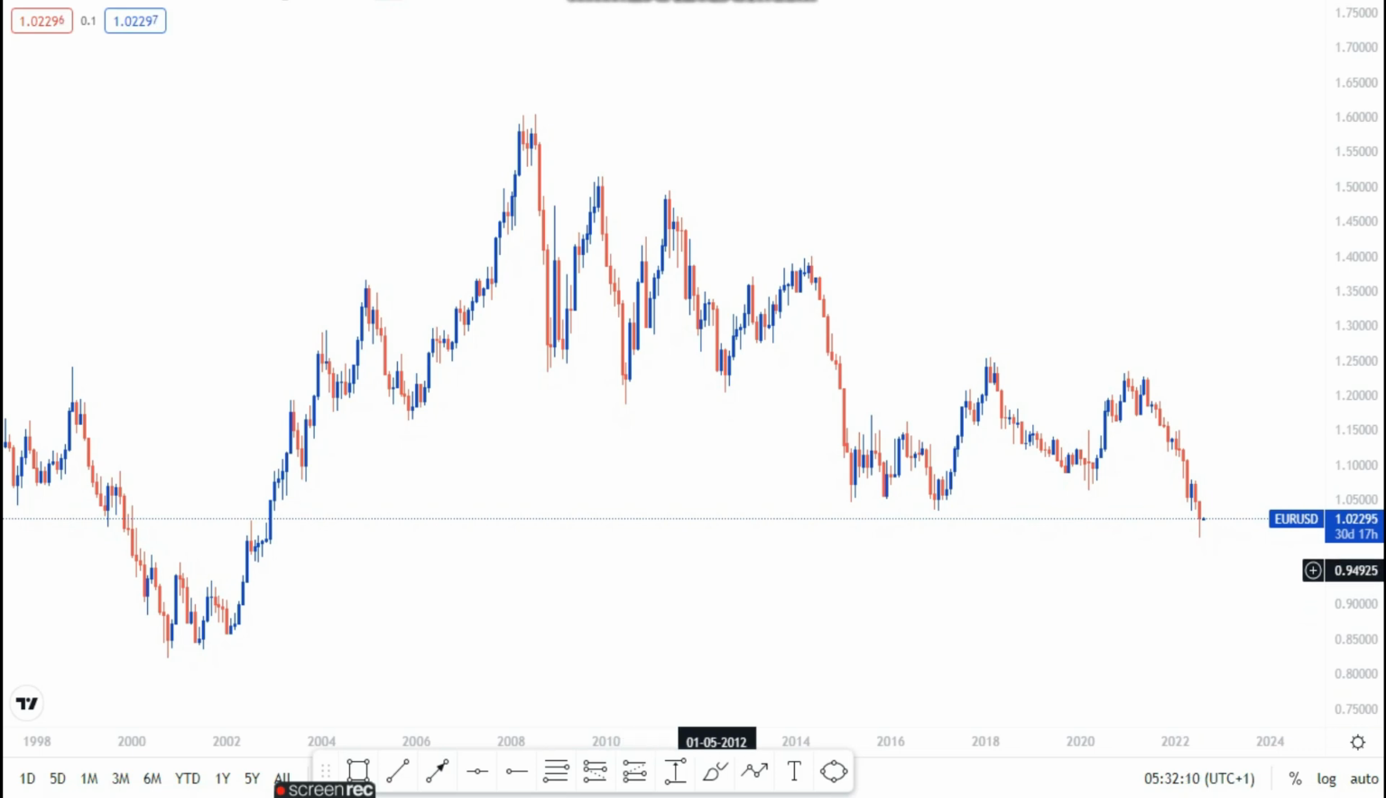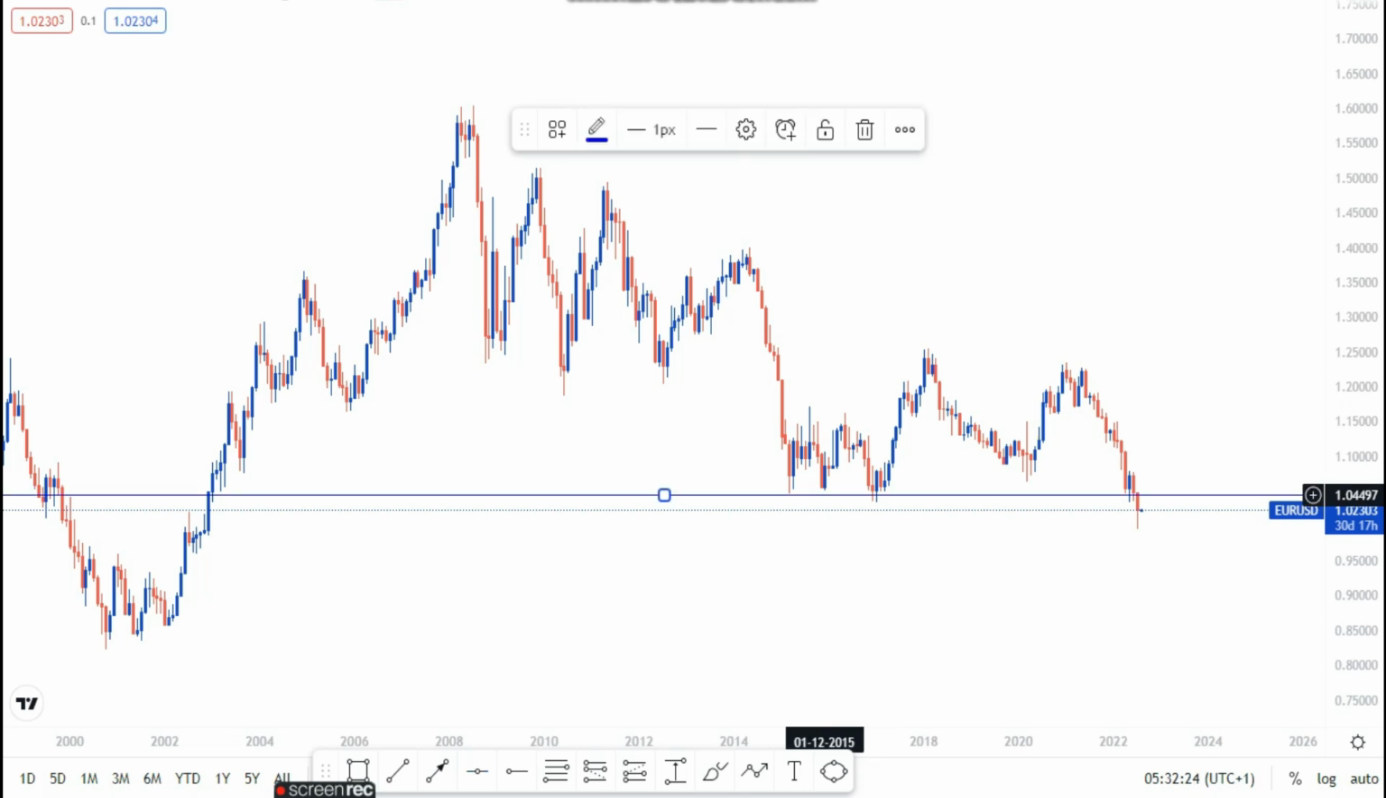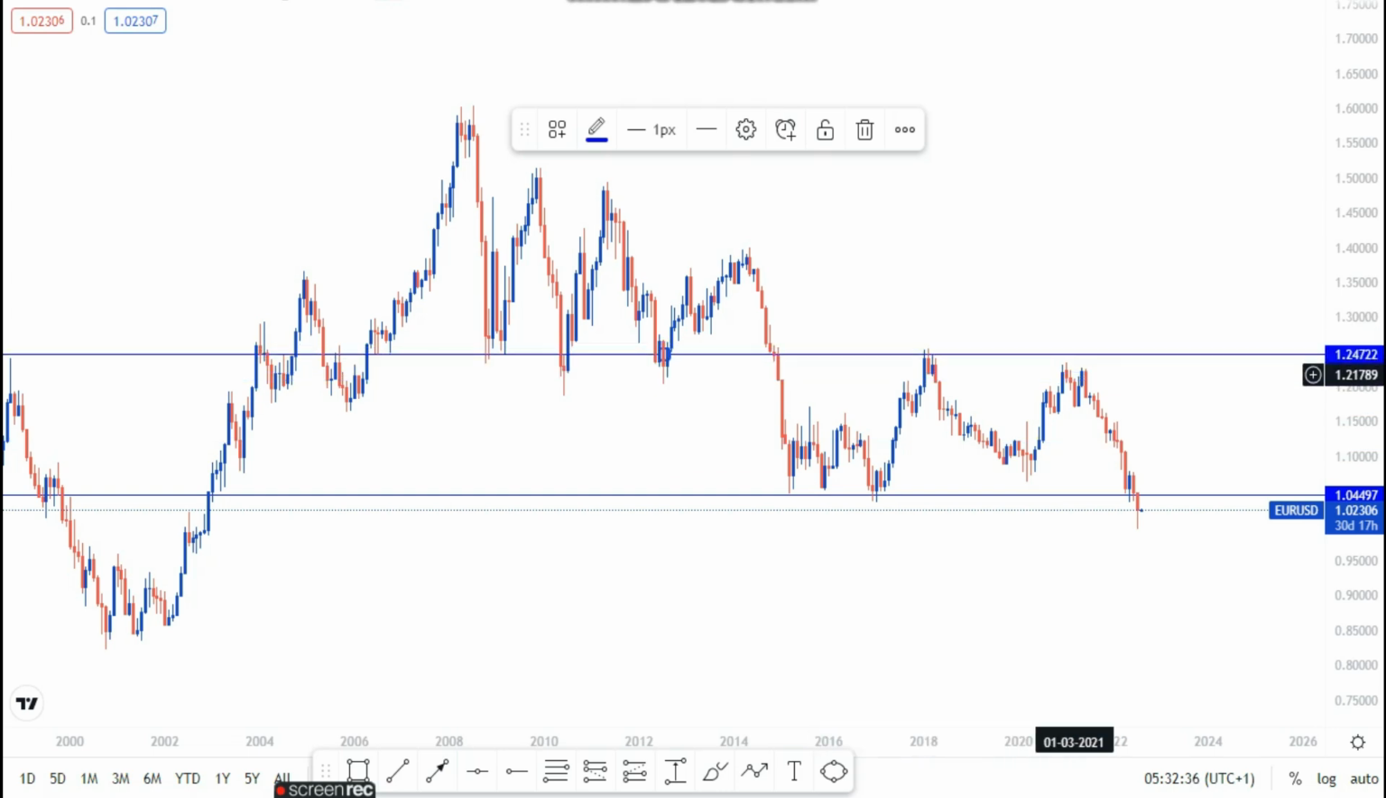This is Euro USD on the monthly. We're on the monthly. So we begin from the monthly. You need to mark areas that are very important, areas of support and resistance, very clean areas. This is an area, right? This is another area, very important.